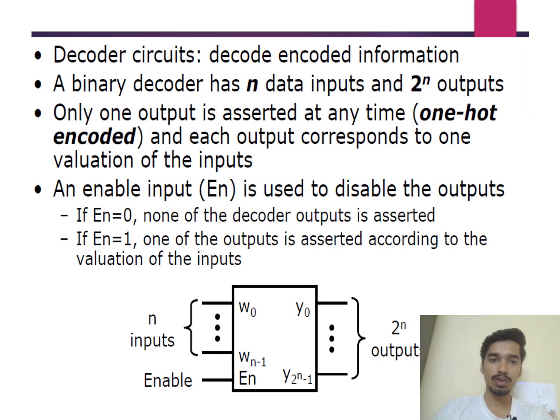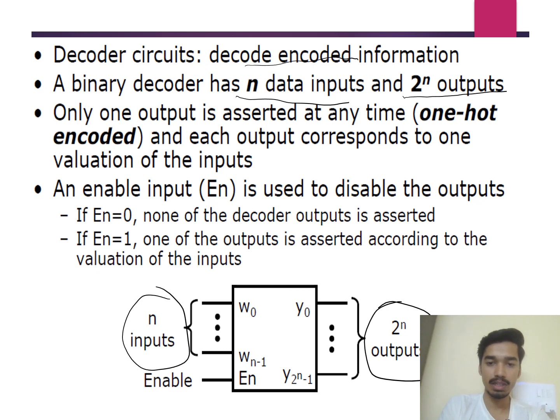Let's understand decoder in more depth. A decoder is used to decode encoded information, and it has n data inputs and 2 to the power n outputs. That is, for two inputs, we will have 2 to the power 2, which is equal to 4. So we will have 4 outputs. And it also has enable.